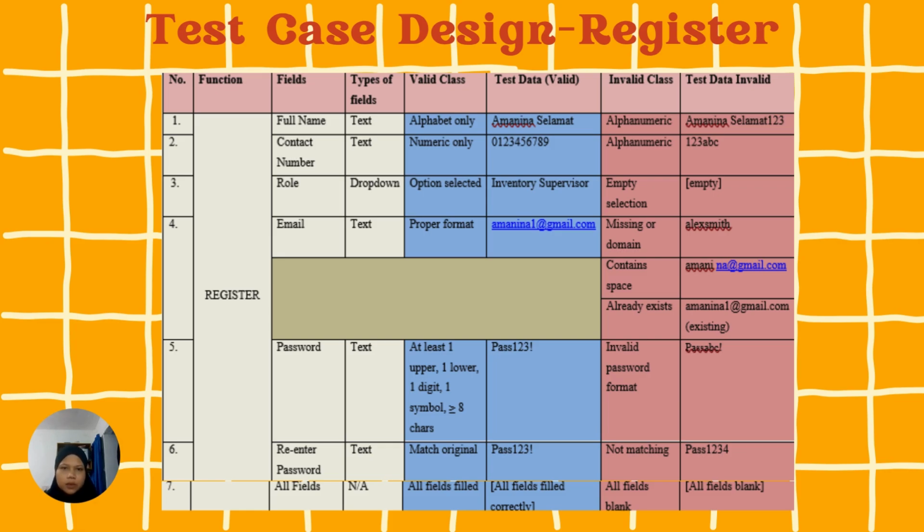For re-enter password, it must match the original. If the original password doesn't match the re-enter password, it is invalid and the system will show an error. And finally, we test a full form submission. One case where all the fields are filled correctly, and another where everything is left blank to check system validation.